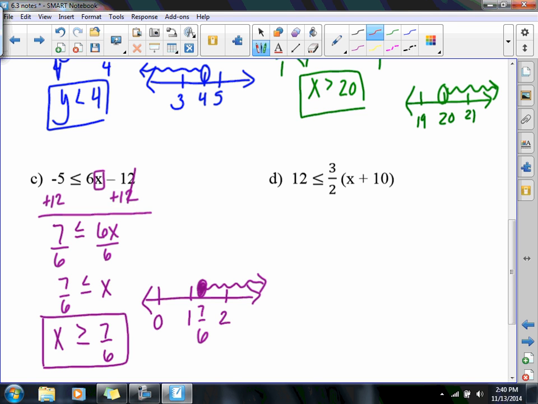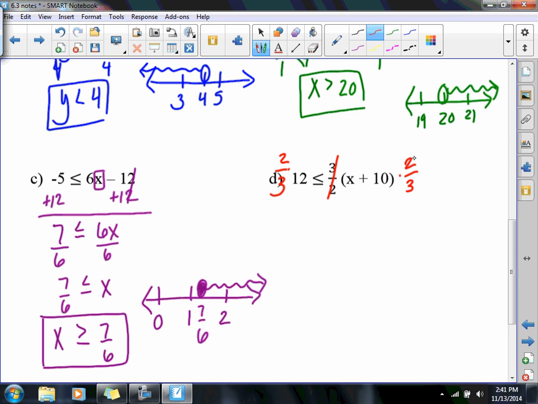Okay, part D now. We could approach this in 2 ways. We could distribute the 3/2. 3/2 would be an okay fraction to distribute because 2 goes into 10 5 times, and then I could take 5 times 3, which would be 15. So I would get an okay number there. But if you don't want to worry about the 3/2, we can multiply both sides by 2/3. So that way we just get rid of it.